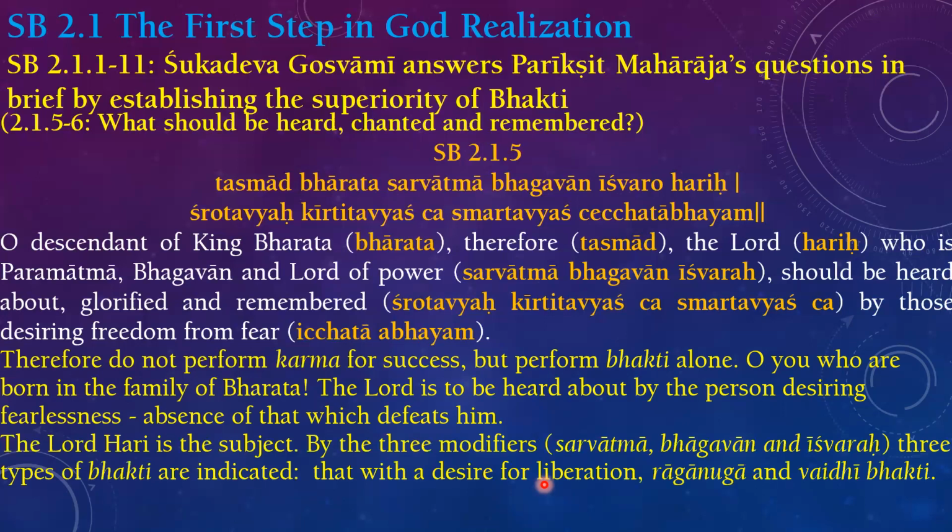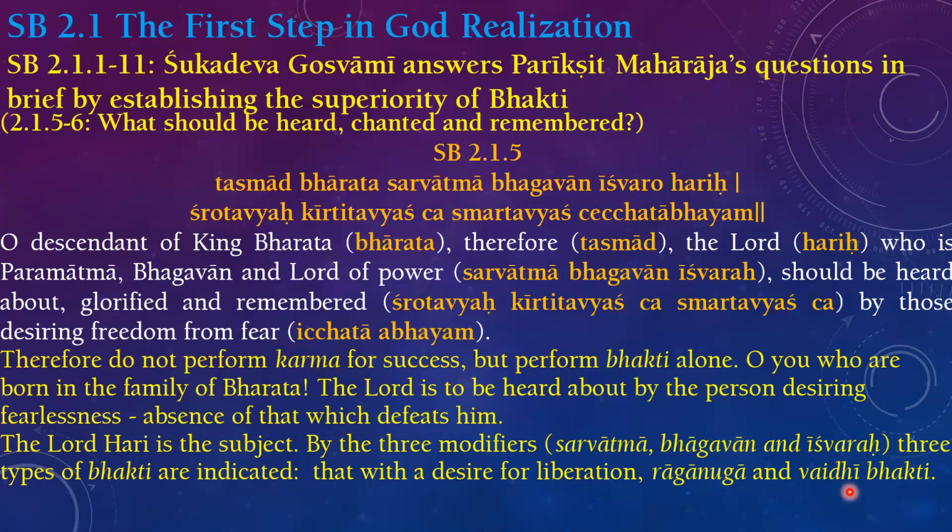Lord Hari is the subject about whom one should hear, about whom one should describe, about whom one should meditate upon. But Lord Hari has three phases of existence. What are the three? He exists in the form of Paramatma, he exists in the form of Bhagavan, he also exists in the form of Ishvara. Why are three phases indicated? The three indicate three types of bhakti. Sarvatma is for those who desire liberation. Bhagavan is for those who want to perform Raganuga Bhakti. Ishvara is for those who want to perform Vaidhi Bhakti. The three features of the Supreme Lord are indicated here.